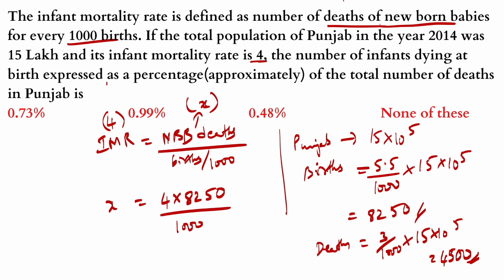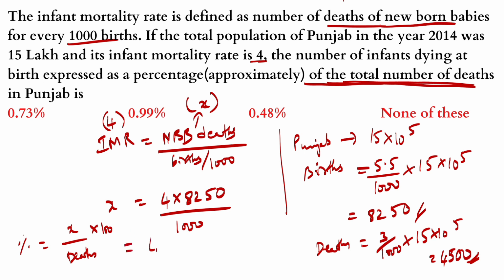So what is our required value? The number of infants dying at birth expressed as a percentage of the total number of deaths in Punjab. So our required percentage is the number of infants dying, which is newborn babies, the same as the number of newborn baby deaths. So X by number of deaths. See, of the total number of deaths, in percentages we discussed whatever follows 'of' must be in the denominator. So the total number of deaths is in the denominator. As we have to calculate percentage, we must multiply with 100.